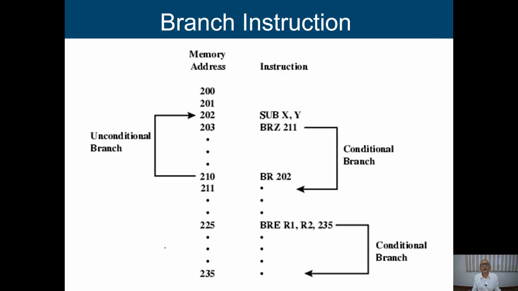Now this is a simple example. Whatever I have just now talked about regarding branch instructions, you just see that from memory location 200 we are storing my program, and one by one, in memory location 202 I have this instruction, subtract x minus y. So that means I am going to perform the x minus y operation. So this is an ALU operation.